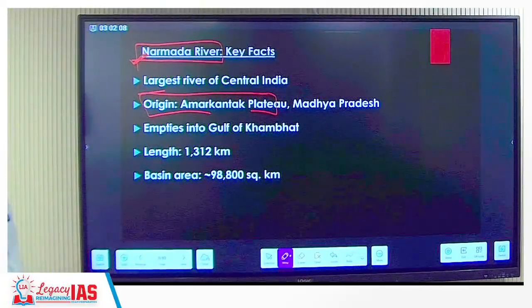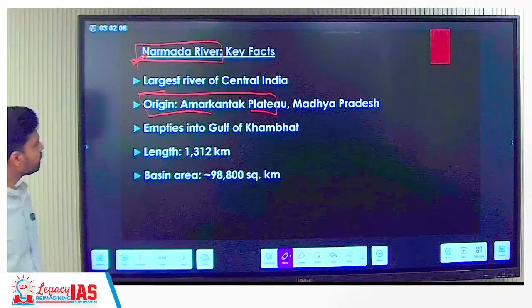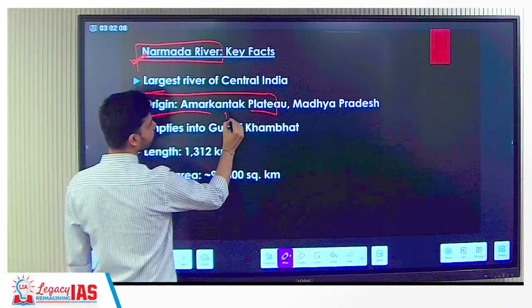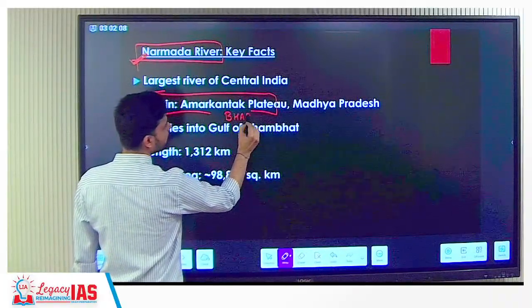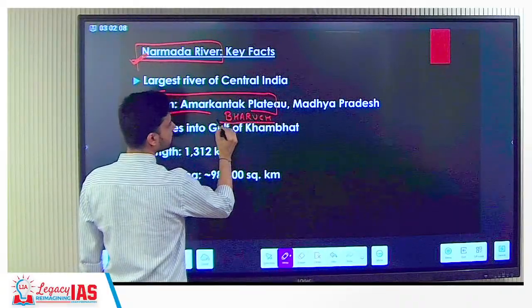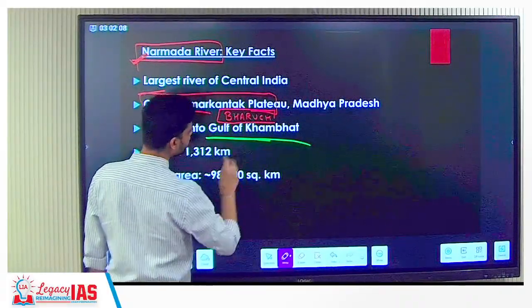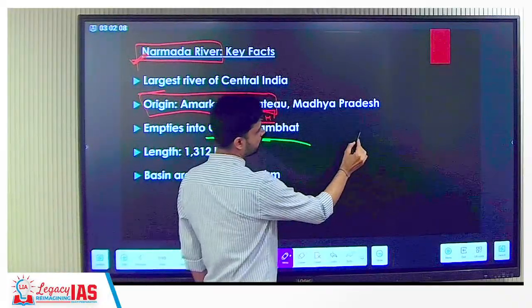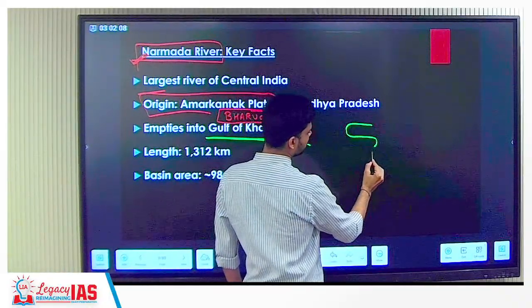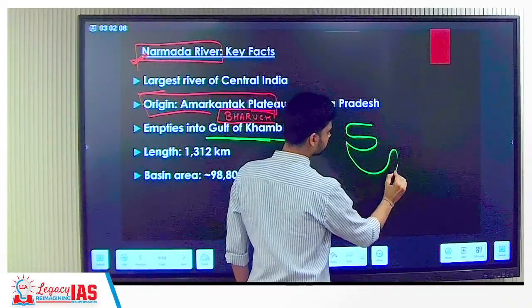We have seen where the Vindhya and Satpura ranges meet. So the Amarkantak Plateau of Madhya Pradesh is where it originates, and it empties out in the city, I told you. What is the name of the city in Gujarat? The city is called Bharuch. So near the city of Bharuch, it enters which region? The Gulf of Khambhat, right? If you look here, the map is like this.